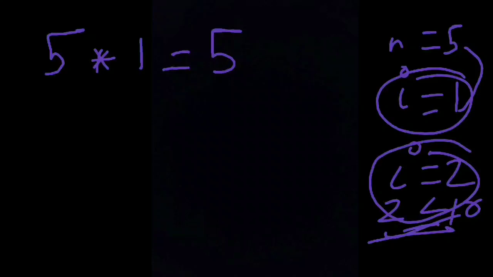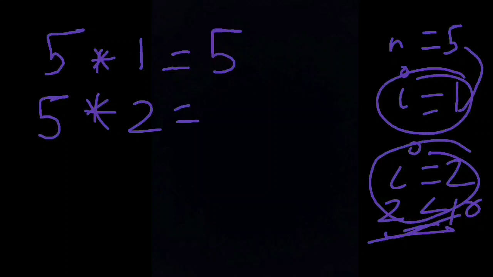Now the i value is incremented and the condition is checked. Yeah, 2 is less than or equal to 10. So we'll print n, then we'll print multiply, then we'll print the i value which is 2, then we'll print equal to, and then we'll print n into i. Now n is 5 but i is 2, so 5 into 2 is 10. So it will print 10 here.